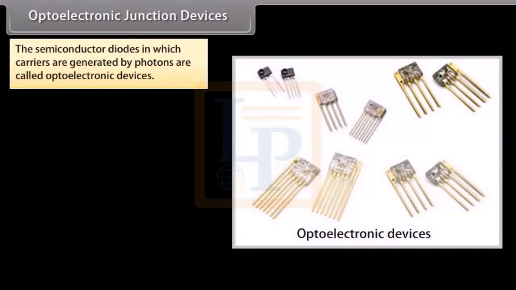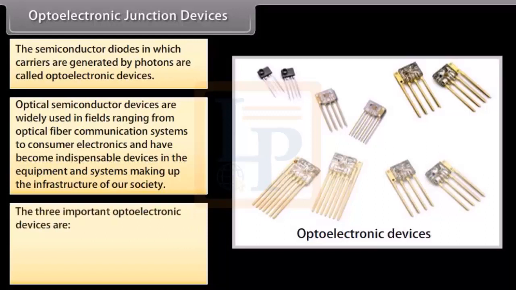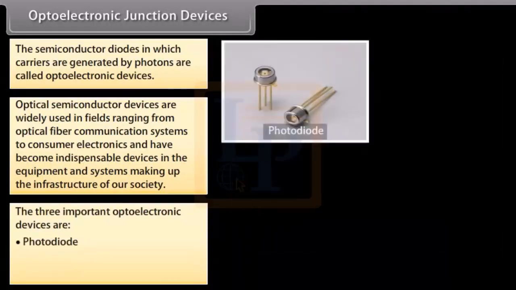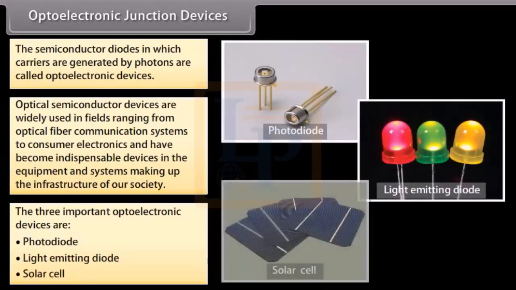Optoelectronic junction devices. The semiconductor diodes in which carriers are generated by photons are called optoelectronic devices. Optical semiconductor devices are widely used in fields ranging from optical fiber communication systems to consumer electronics, and have become indispensable devices in the equipment and systems making up the infrastructure of our society. The three important optoelectronic devices are the photodiode, light-emitting diode, and solar cell.